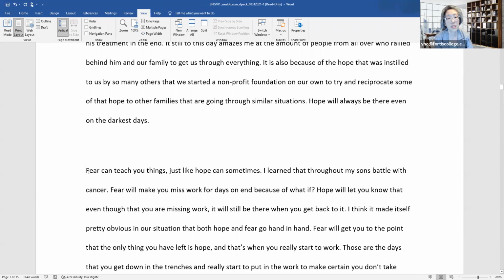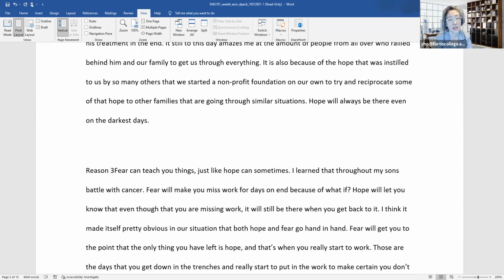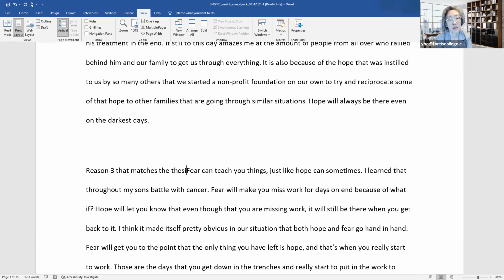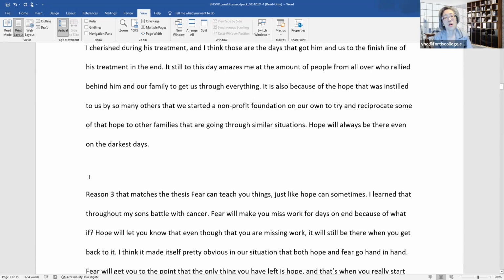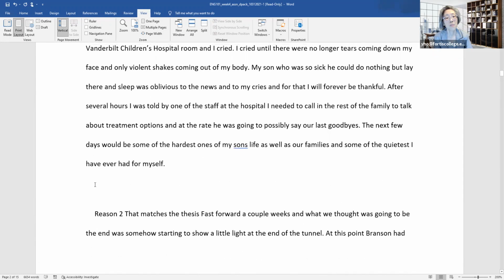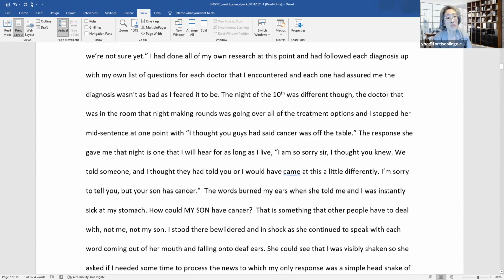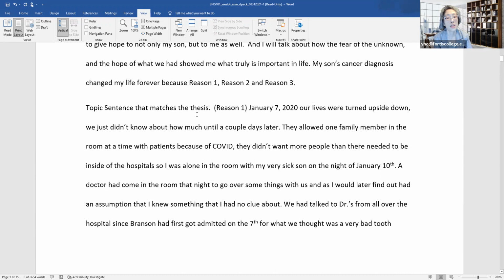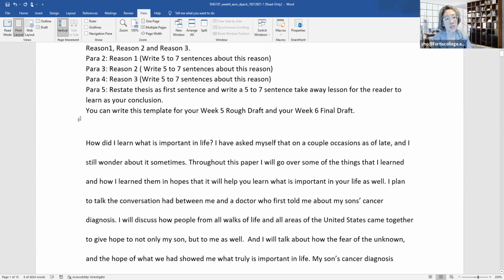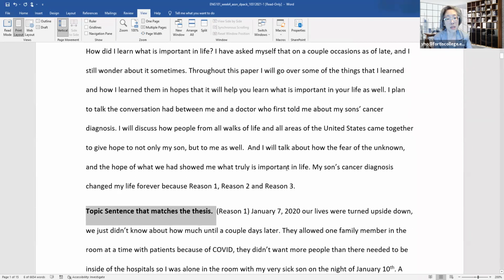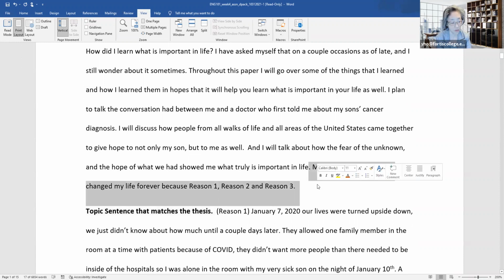And then you have to write about reason three, and here you're going to write a topic sentence that matches the thesis. All of these three are just missing your topic sentences. That's why you lost a lot of points: reason two has to match the thesis. You don't have to bold it, but I'm bolding it for teaching purposes. The topic sentence has to match the thesis, and your thesis statement is going to be the last sentence of the first paragraph.